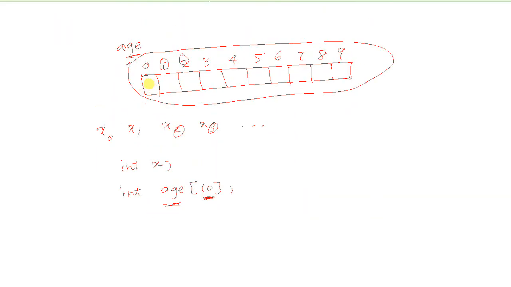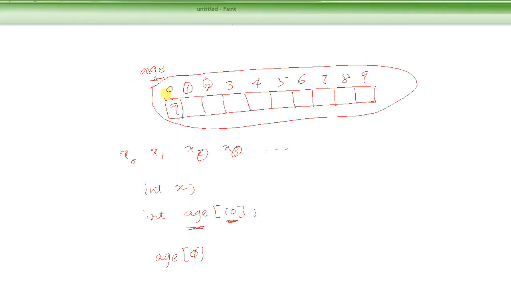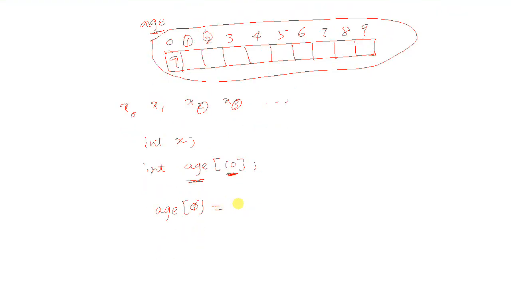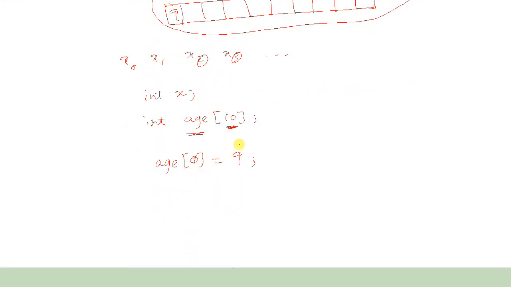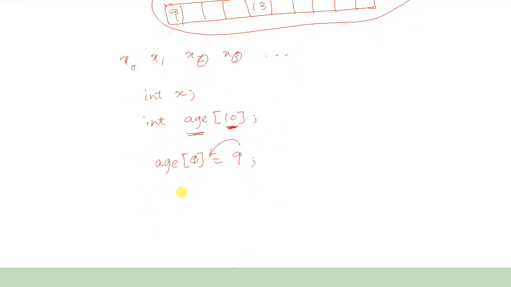And how are we going to access each of these elements? For example, if I want to make this 9 years, how am I going to do that? I say age of 0, whatever the subscript is, we read it as age of 0, which is the 0th element, is equal to 9. Okay, so that puts 9 into age of 0 right here. If I want to put 13 here, what am I going to do? Age of 4 is equal to 13.